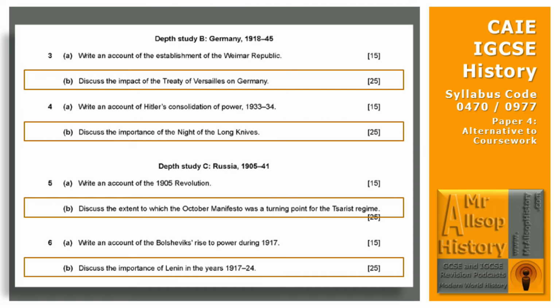Remember that Part B is a question about how a factor relates to something else, and so you need to clearly explain how or why each facet that you include was significant to the topic being explored. So if you're answering a question about, say, the importance of Lenin in the years 1917 to 24, you obviously need to give a range of examples of what Lenin did. Similarly, if you're talking about the importance of the rise of popular culture in America during the 1920s, you need to think about the different aspects of that.